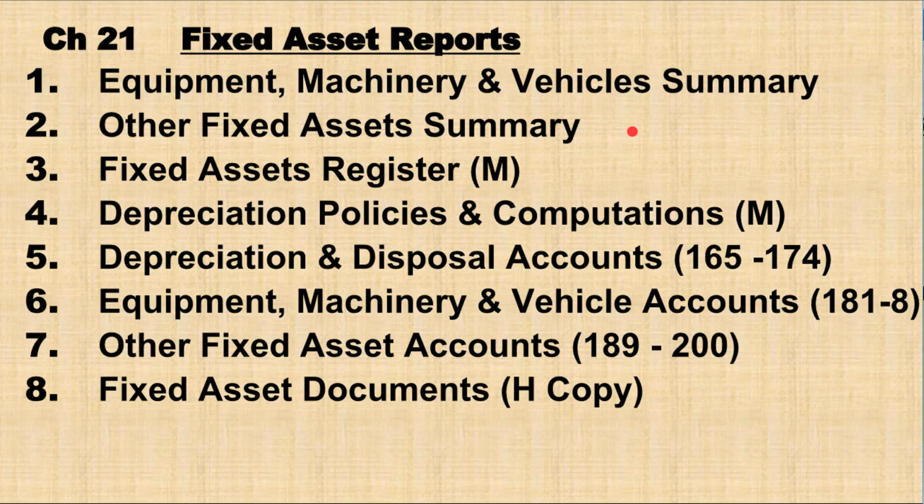We start with equipment, machinery, and vehicle summary. Next, we look at other fixed asset summary. Next, we look at the fixed assets register. Next, we look at depreciation policies and computations. Then we look at depreciation and disposal accounts. Then we look at equipment, machinery, and vehicle accounts. Next, we look at other fixed asset accounts. And finally, we look at fixed asset documents.